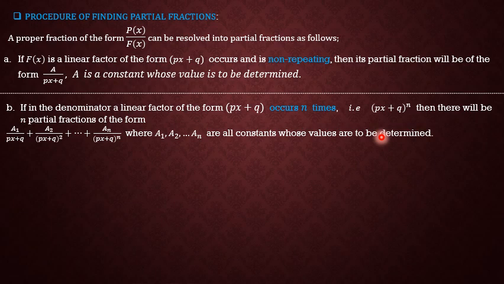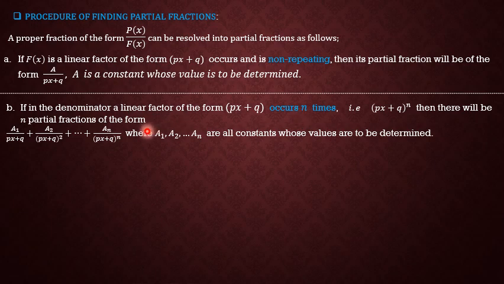I would actually like to explain this point better. This point is very important, this non-repeating and occurs n times. Non-repeating means that, look at the denominator here, there is no power to which it is raised. But here there is a power to which the denominator is raised, and this is the power here.